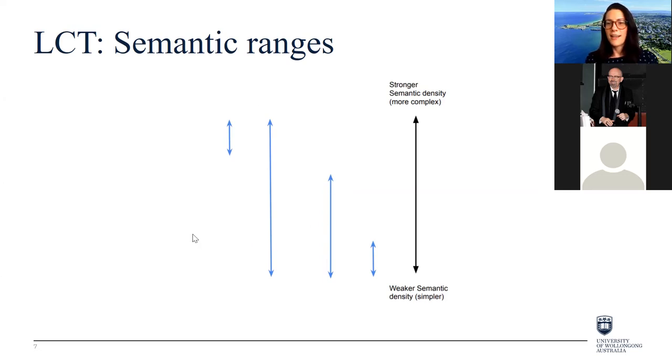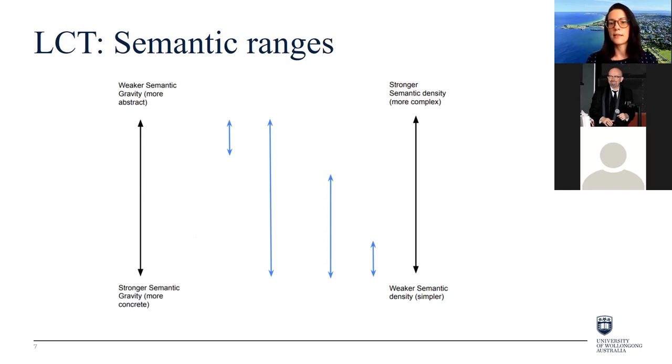Now, I know that I titled this communicating complex ideas, but within this I also meant that we're considering abstraction as a form of complexity. But these are two different things. The idea of these ranges applies to both semantic density and semantic gravity, in that larger ranges represent a larger variety of those things.